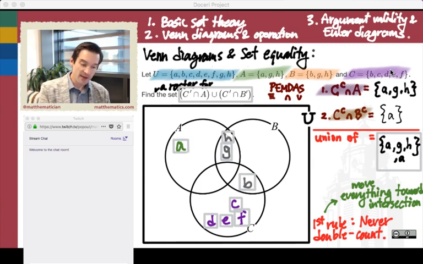So listing A twice, as I've done here, is redundant. I get the same set if I list A only once. And so that's what I'll do.